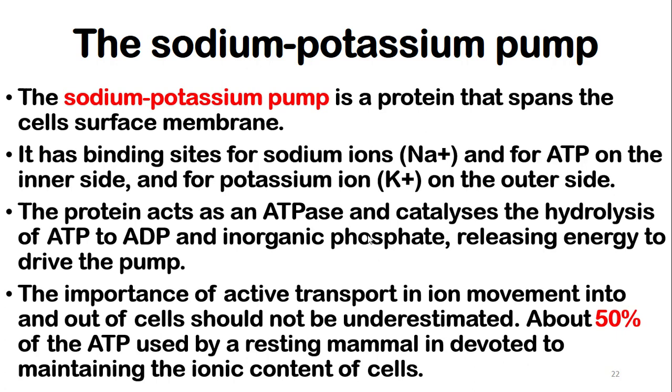The importance of active transport in ion movement into and out of a cell should not be underestimated. About 50% of the ATP used by a resting mammal is devoted to maintaining the ionic content of the cell. Okay, 50%. It means that at the beginning of this chapter we studied that a resting human usually uses 40 kilograms of ATP. So 50% of this ATP is used by the sodium-potassium pump.